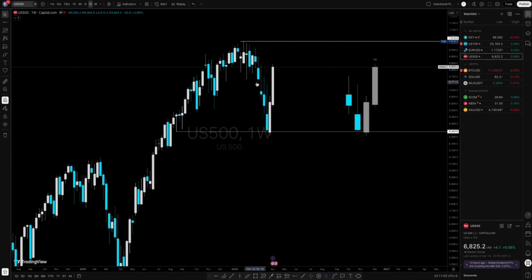So for this coming week, we are likely to continue going to these highs here, and you can clearly see that the momentum of this candle is so strong. And this is a very clear indication that the buyers are in control of price.